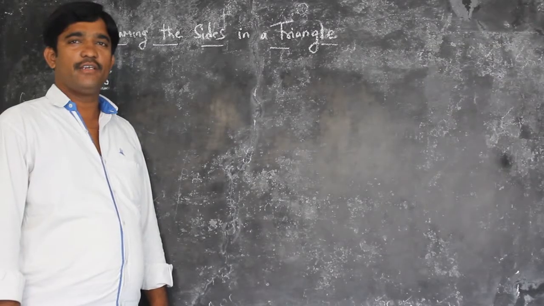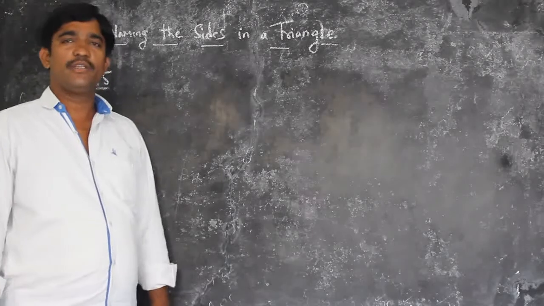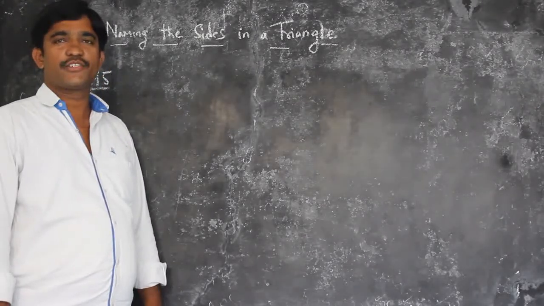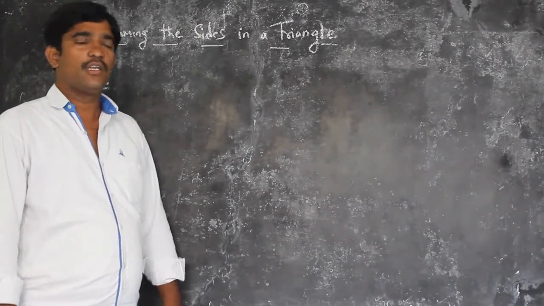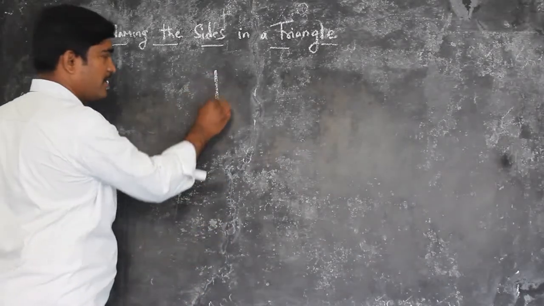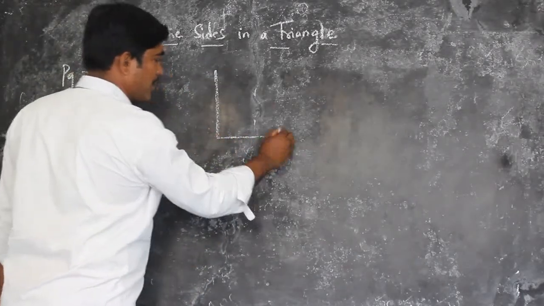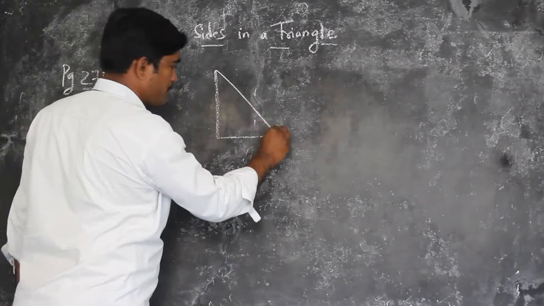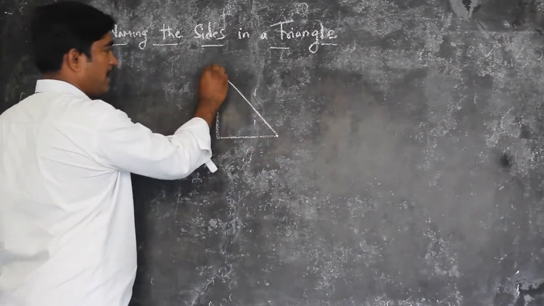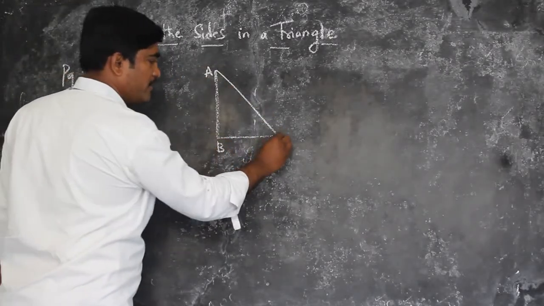Naming the sides in a triangle. How do we name the sides of a right angle triangle in our trigonometry? First of all, I will consider a right angle triangle. I will name the sides A, B, C.